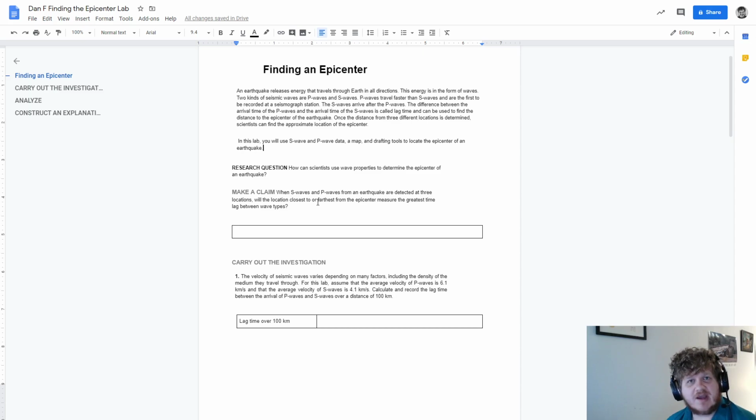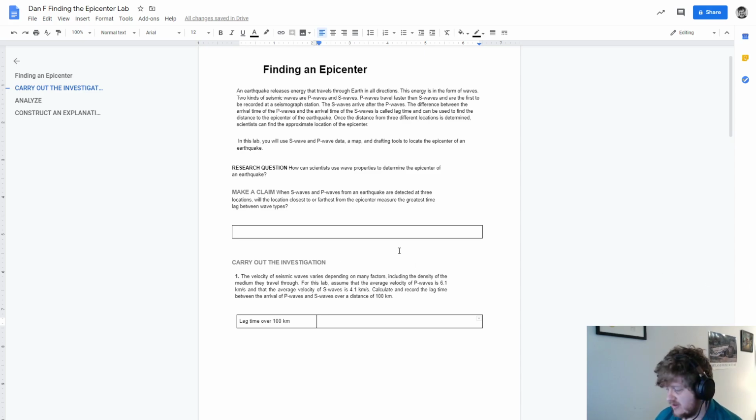When it says time lag, it's talking about how the P waves, once again, come first, they move faster, and then the S waves come. The question is, if there's greater time between the P waves and the S waves, will that mean that the earthquake is farther away? So to start this off, you're going to answer that claim, and then calculate the lag time over 100 kilometers. The way we're going to do that is using a little bit of math.